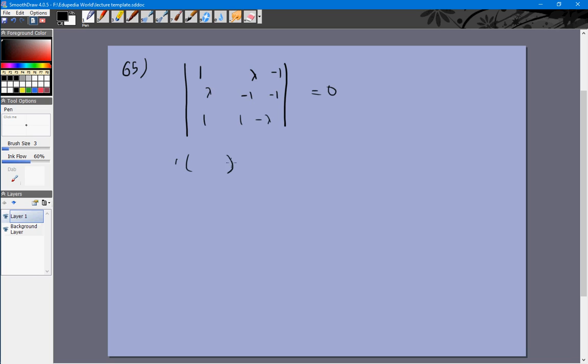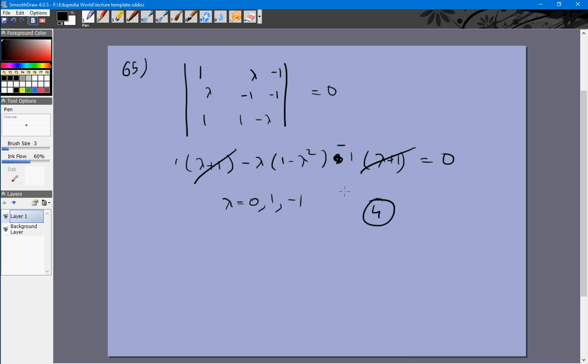This turns out to be 1 times lambda plus 1 minus lambda times minus lambda squared plus 1, minus lambda squared plus 1 times minus 1 times again lambda plus 1, and this is 0. So these two cancel directly, and you can easily see that the solution is lambda is equal to 0 or 1 or minus 1. So there are exactly 3 values of lambda, which means the answer is option 4.